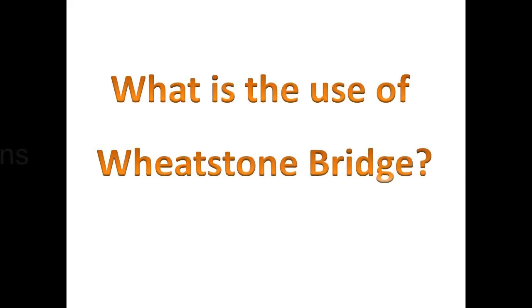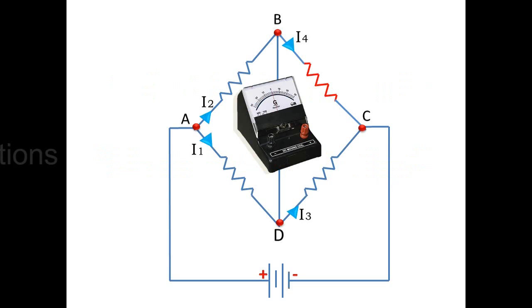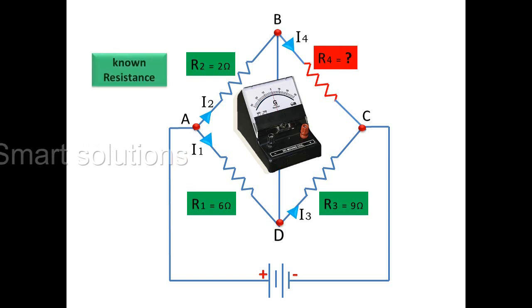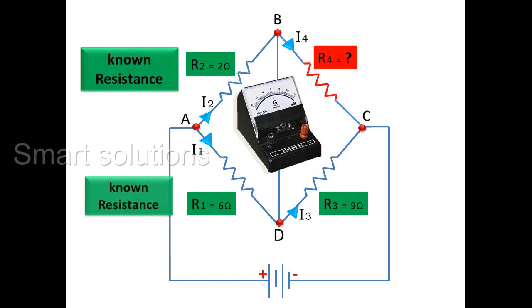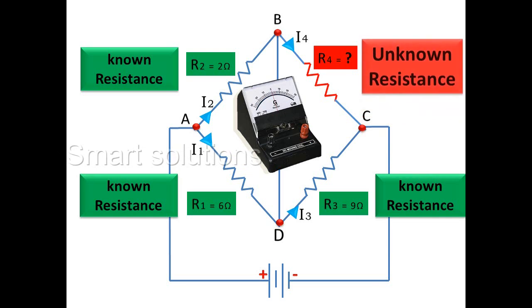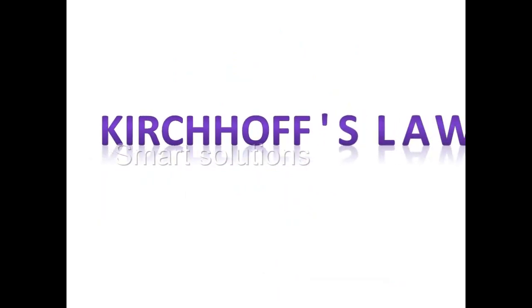What is the use of the Wheatstone Bridge? Here we have 3 resistors with known resistance and another resistor with unknown resistance. The Wheatstone Bridge is used to find out the resistance of the unknown resistor.